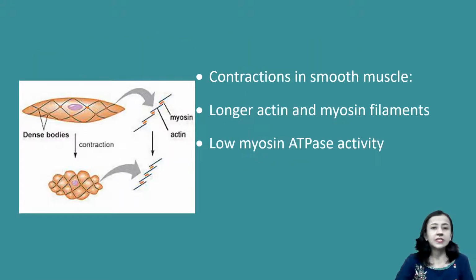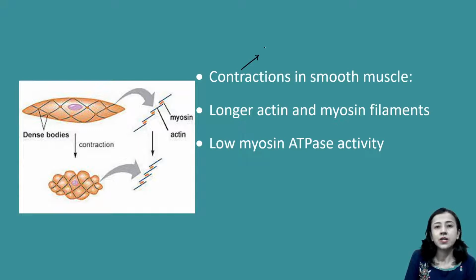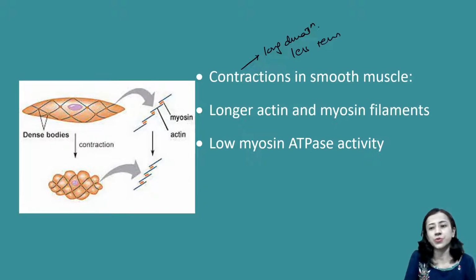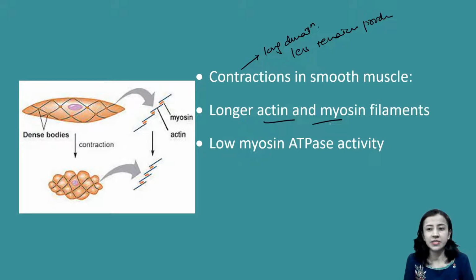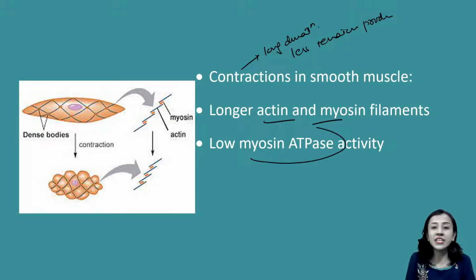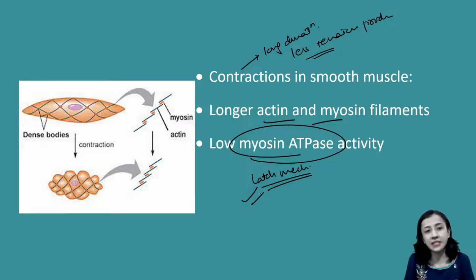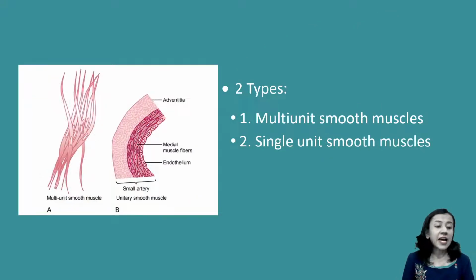Now next is contraction in the smooth muscle. Duration of contraction is longer, but tension produced is less. They have longer actin and myosin filaments, and have low myosin ATPase activity. And why is the tension developed less? Because of the latch mechanism, which is one of the very important things we will discuss about smooth muscle in our later classes. Now next is types of smooth muscle.